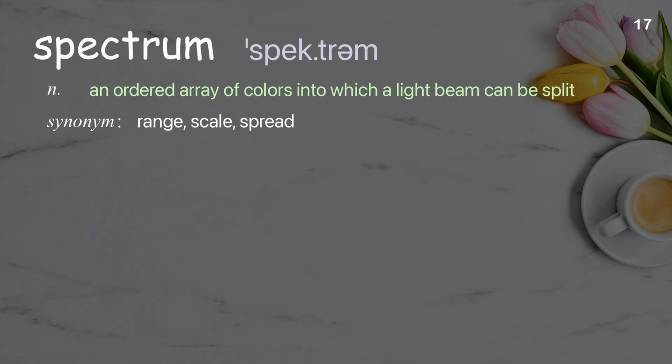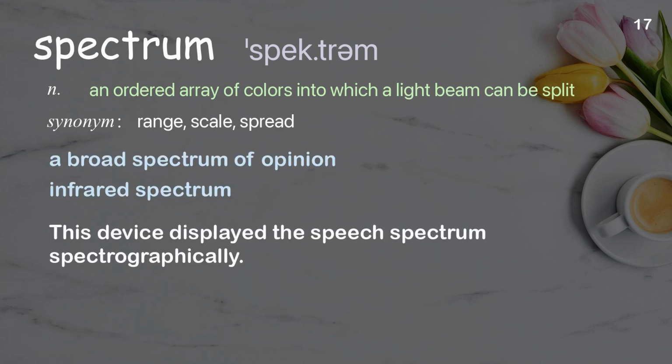Spectrum: an ordered array of colors into which a light beam can be split. Examples: A broad spectrum of opinion. Infrared spectrum. This device displayed the speech spectrum spectrographically.